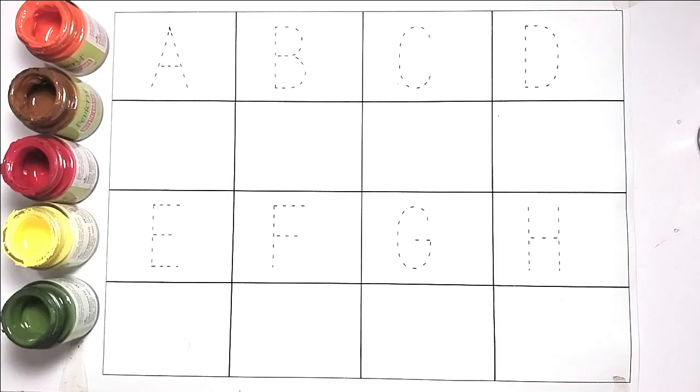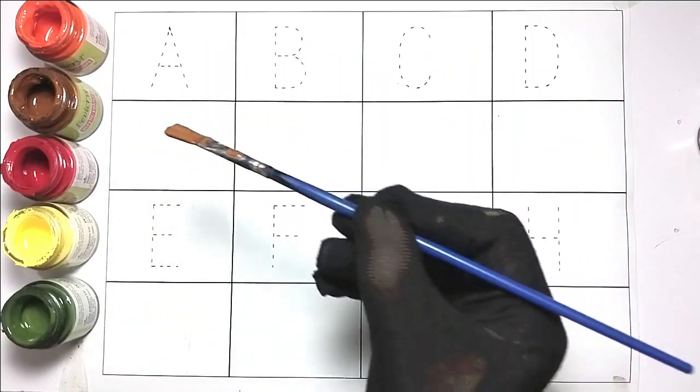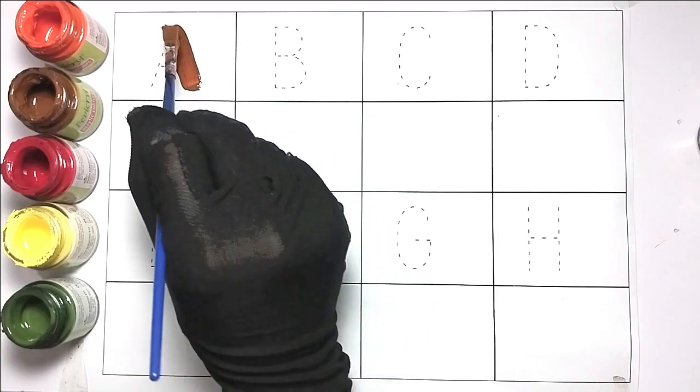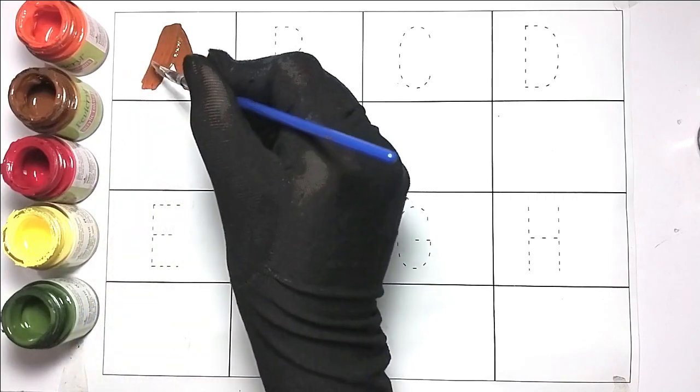Today we will learn A for apple, B for ball. So kids, let's start the video. Brown color. A for apple, A for apple.